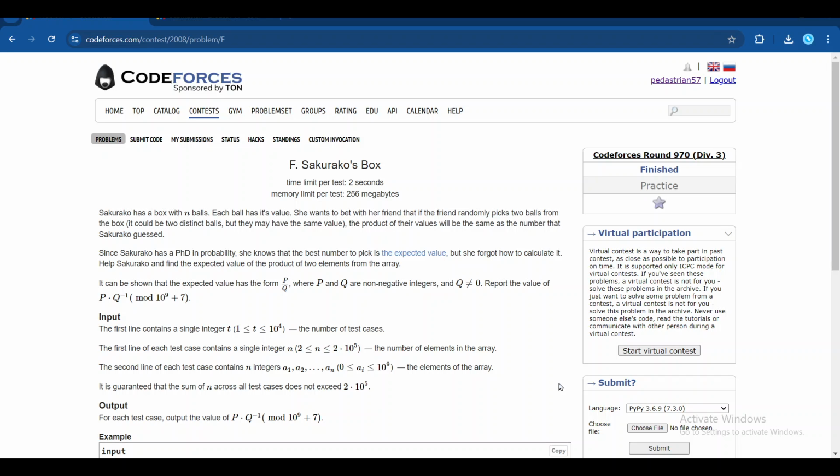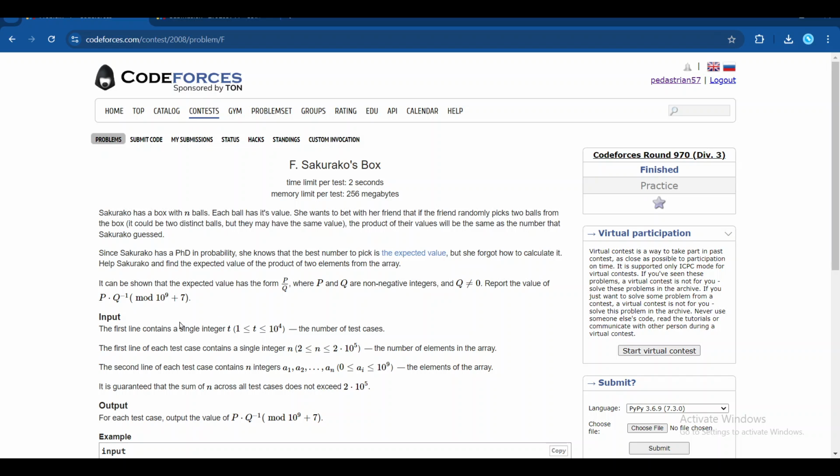So this is a math problem, an expected value problem, and this is probably one of the easiest expected value problems you can get in a contest. If you are new to this concept, then you should try this problem. This problem is quite easy, and it should not be a problem of division 3. But let's jump into the problem.